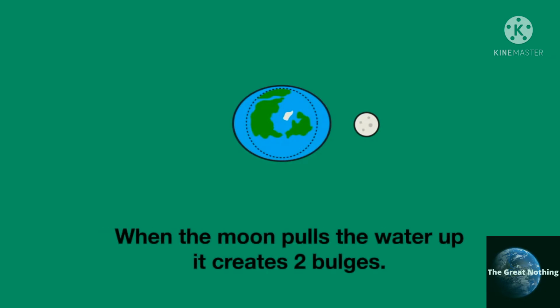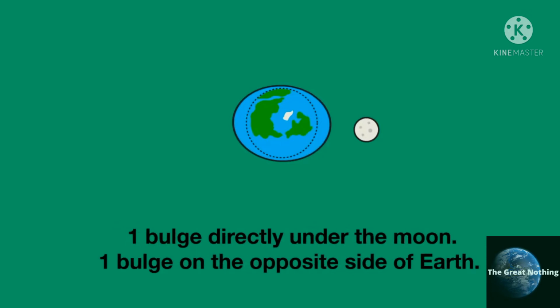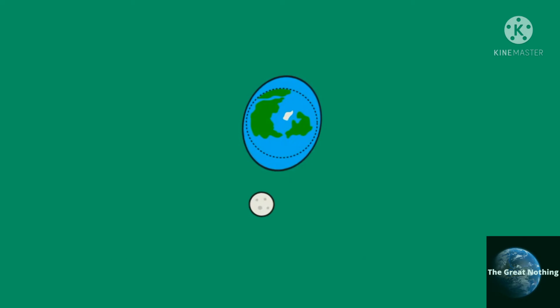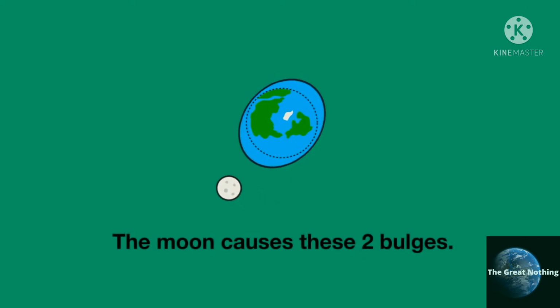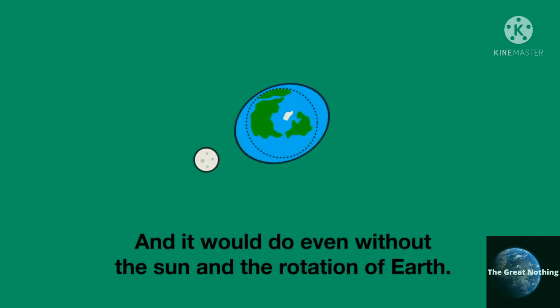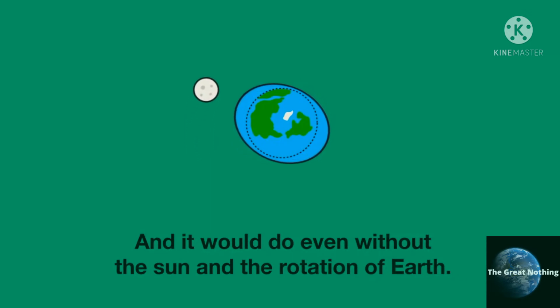When the moon pulls the water up, it creates two bulges of water. One bulge directly under the moon, and one bulge on exactly the opposite side of Earth. The moon causes these two bulges, and it would do so even without the sun and even without the rotation of Earth.